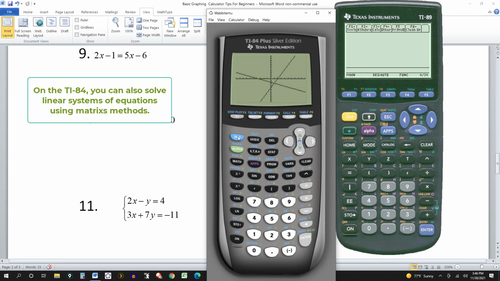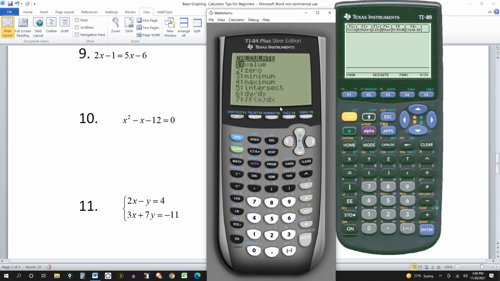So another way we can do it besides inspection is go to second and then trace. I'm accessing the calculate menu. So which command do I use? I want to know where the lines intersect, so that's number 5, so hit 5. Okay, so this one says first curve. So I want to move the cursor to the first curve, close to where they intersect, and then hit enter.